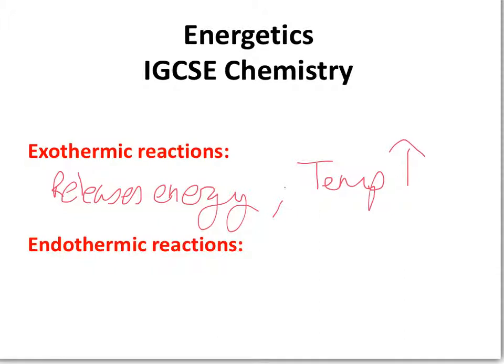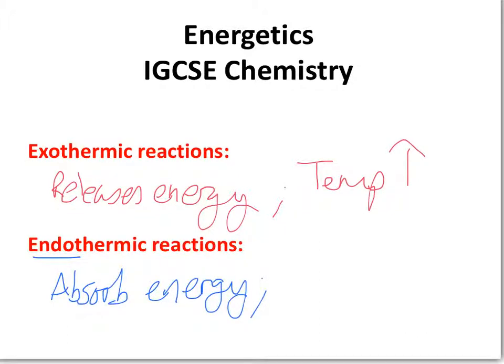And the opposite to these are endothermic reactions. These are exactly the opposite. They're reactions that absorb energy from the surroundings, and as a result the temperature of the surroundings goes down. They get colder. While there aren't quite as many obvious examples of these, a very good example is the reaction used in cold packs or ice packs, which you see in sport.